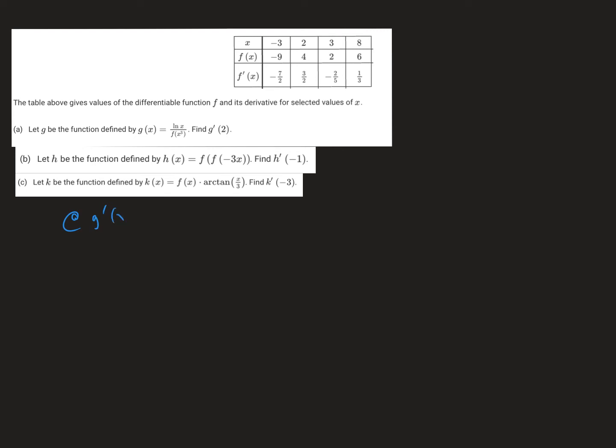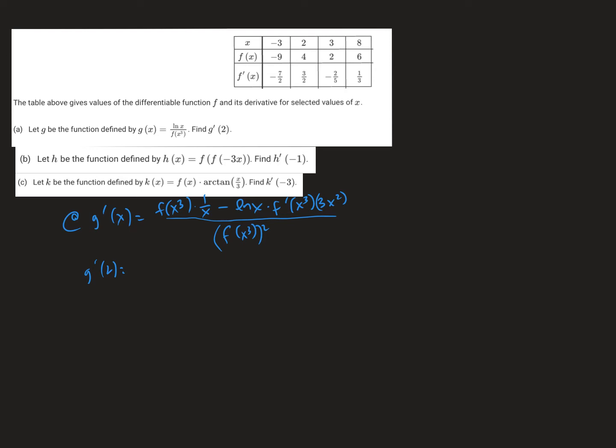So we're going to find g prime of x first. Quotient rule, low, d high, minus high, d low, chain rule, over low, low. And then I'm going to plug in 2.